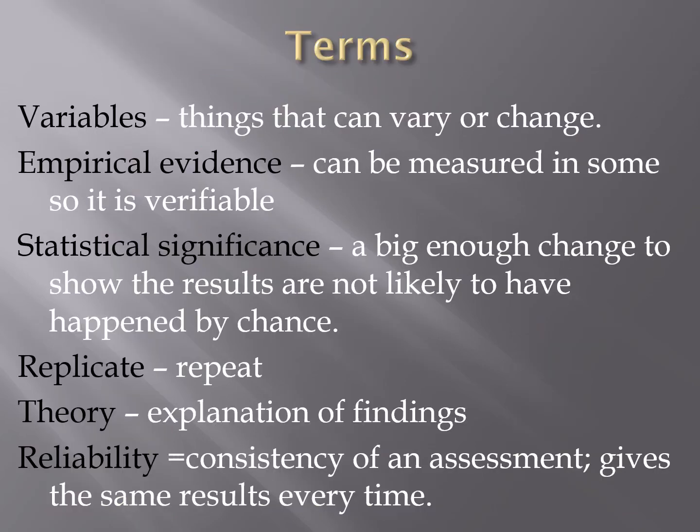More terms. Variables are anything that can interact with your study, that can change it, vary it at any point in time. It's the things that get in the way. Empirical evidence is the stuff that can be measured. You've got actual data, and you can verify that data.